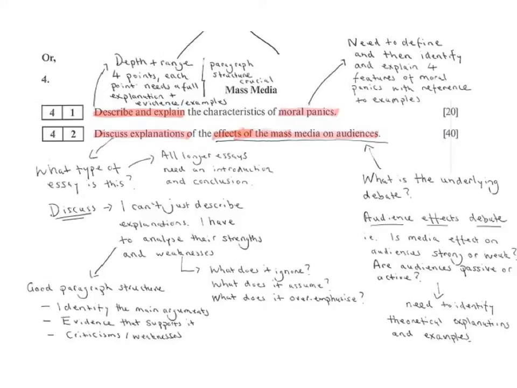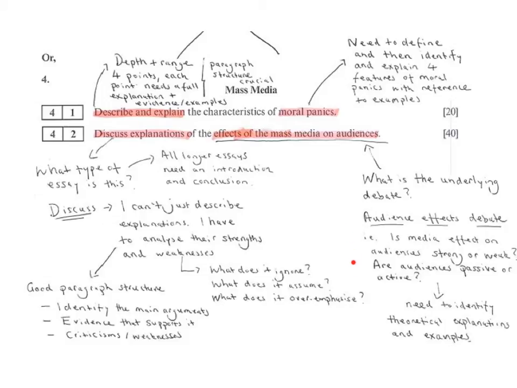Now, when I'm reading essay questions, the thing that I'm always thinking about carefully is what's the underlying debate that lies behind the question. And this question, I think it's fairly clear that this is about the audience effects debate. In other words, is the media's effect on audiences strong or weak? And are audiences passive or active?